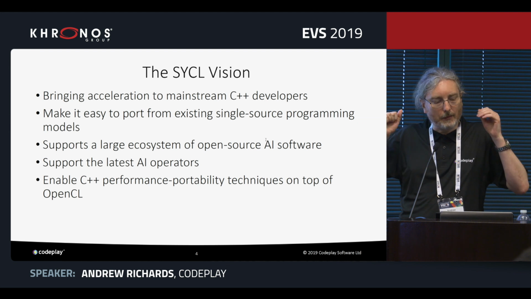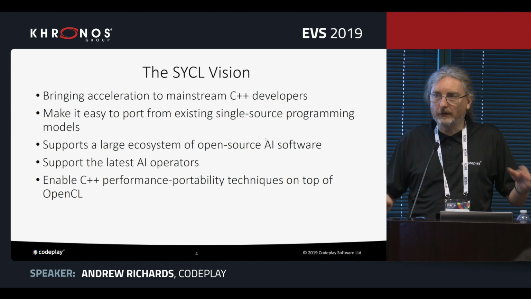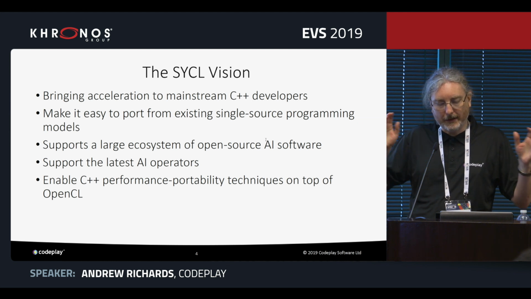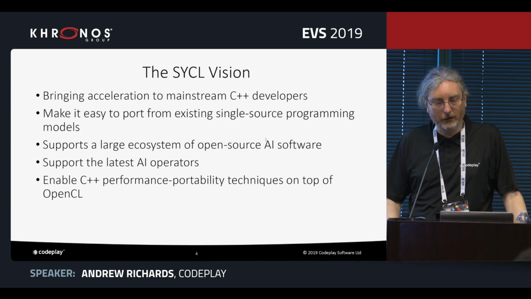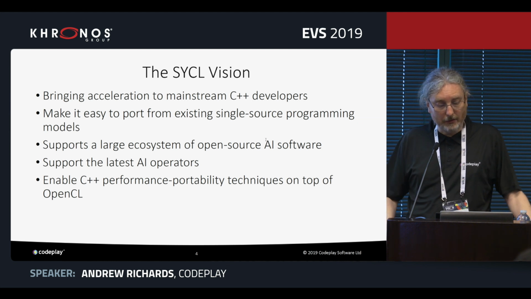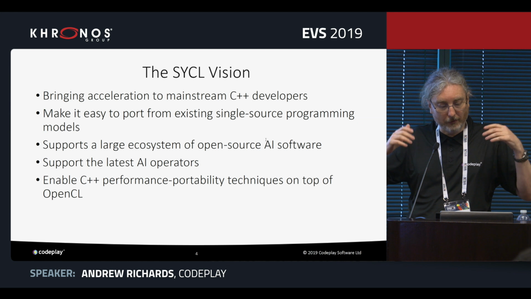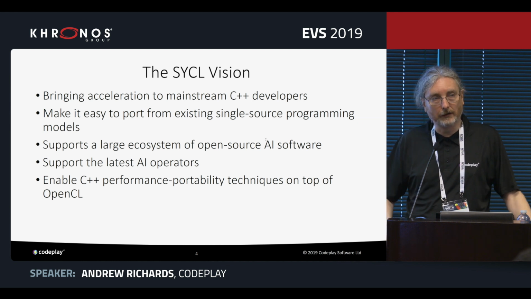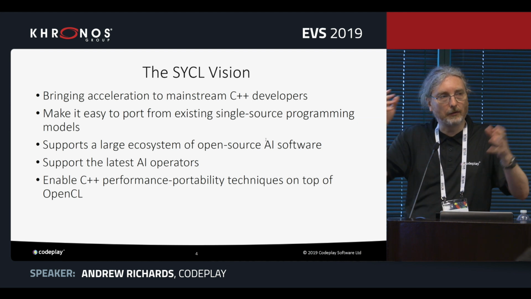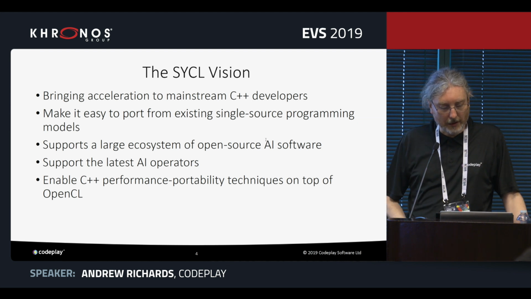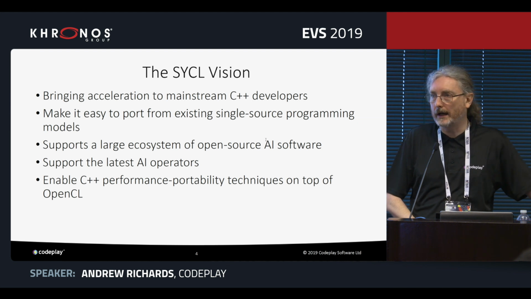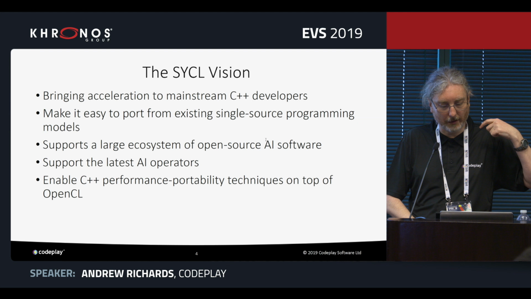So the SYCL vision is that we bring acceleration to mainstream C++ developers. We do everything in a standard way. We make it easy to port from existing single-source programming models like CUDA and C++ AMP, and maybe things like OpenMP. And we're building out support for a large ecosystem of open-source AI software. It should be easy for open-source AI projects to port their stuff and support SYCL, and support all of the latest AI operations. So you're not stuck on old networks, you can use the latest networks.